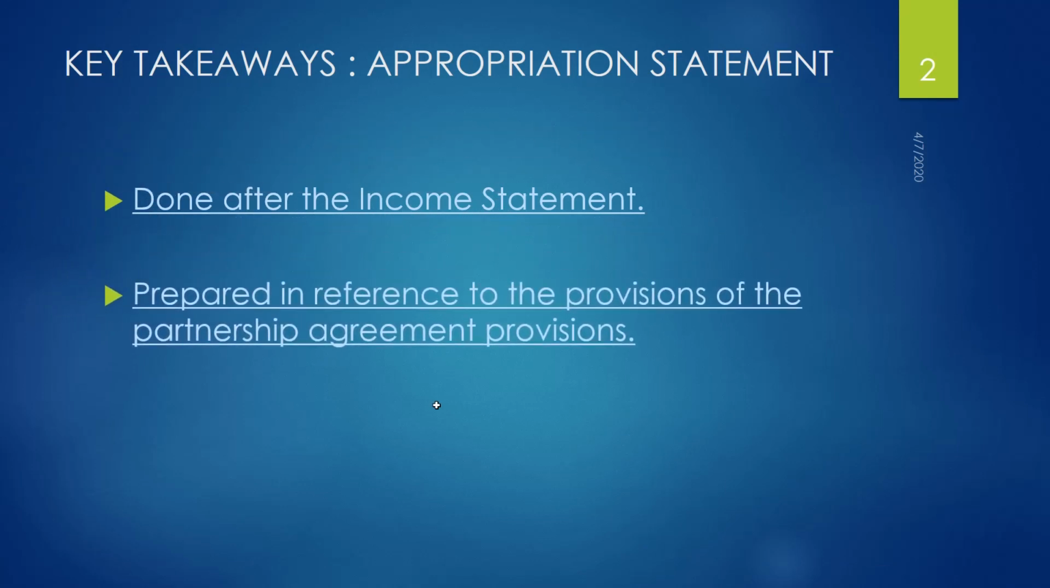another key takeaway that I need to emphasize is that when you're required to do the appropriation statement, you need to refer to the partnerships agreement. And the partnerships agreement basically consists of provisions that will assist you in determining calculations relating to the appropriation statement. I quickly want to take you to the question paper that was written on the 22nd of November 2016. And I want to show you an example of the partnerships agreement.